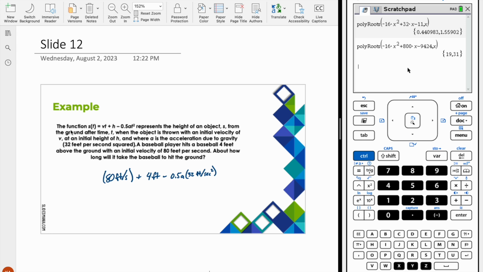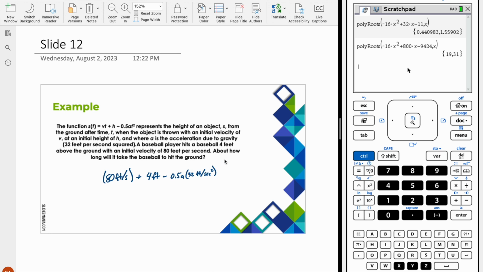In this problem, the function s of t is equal to vt plus h minus 0.5 at squared, and represents the height of an object, s, from the ground after time t, when the object is thrown with an initial velocity of v, at an initial height of h, and where a is the acceleration due to gravity, 32 feet per second squared. A baseball player hits a baseball 4 feet above the ground with an initial velocity of 80 feet per second.